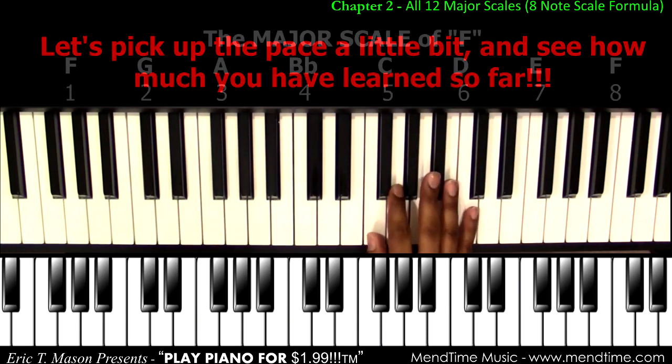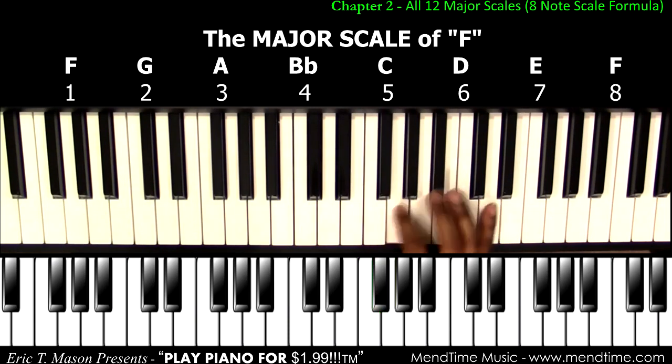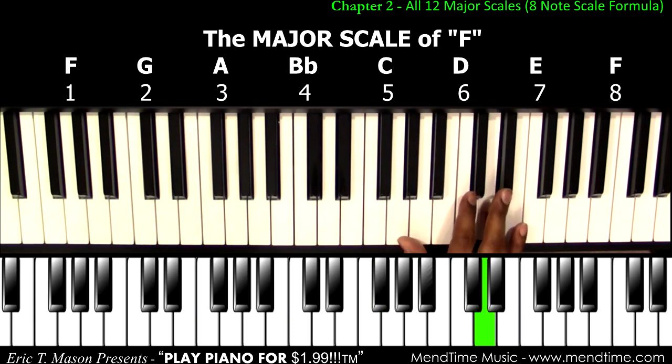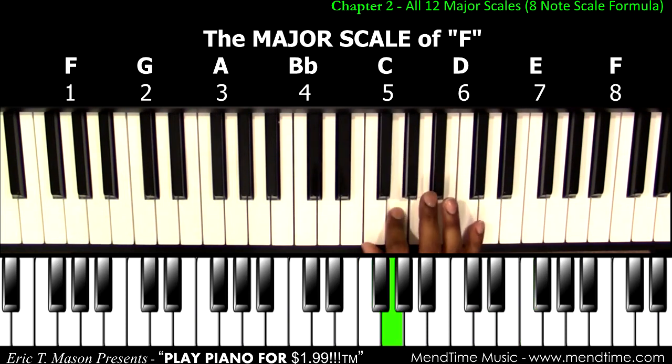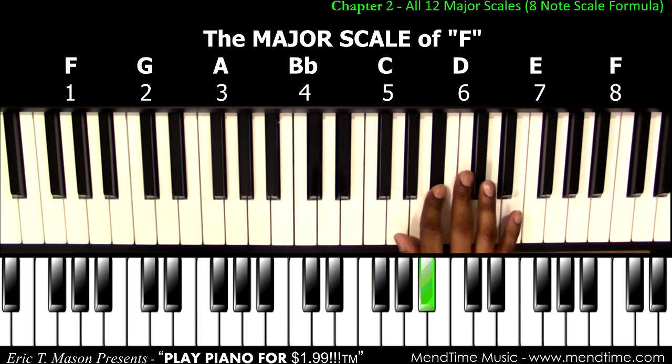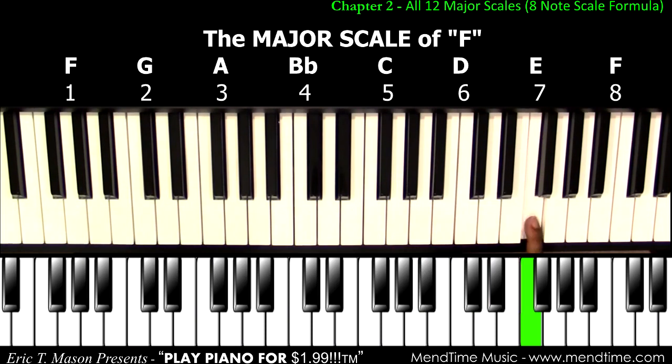But let's go to our scale starting in F. The one note is F. So we have F, A sharp, B flat, C, D, E, F. F, G, A sharp, B flat, C, D, E, F. Okay? See that pinky hitting that F right there?